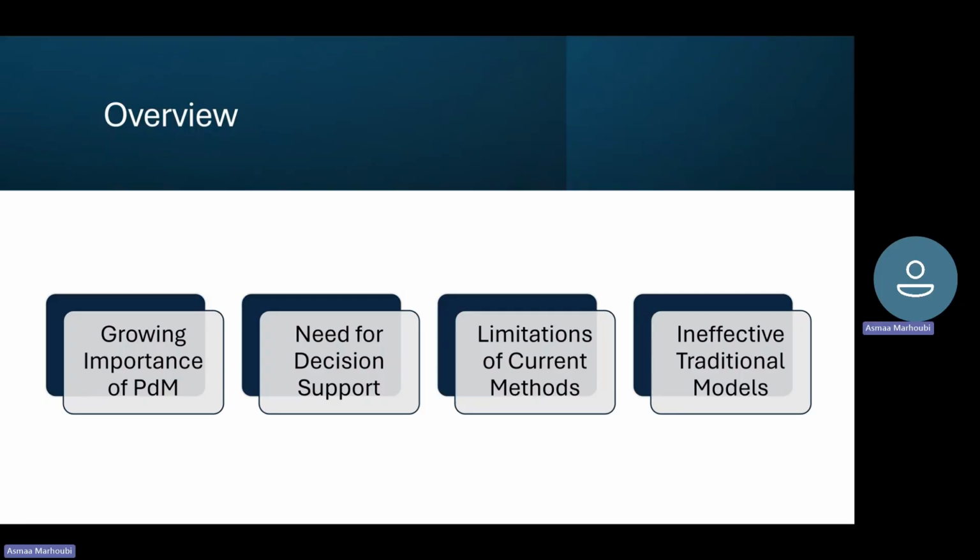When we talk about enhancing predictive maintenance with machine learning, there are several challenges. One of these challenges is the growing importance of predictive maintenance. This growing importance is becoming very crucial for Industry 4.0 because it reduces downtime for the industrial sector, minimizes resource wastage, and also increases safety in general. There is also a need for decision support.